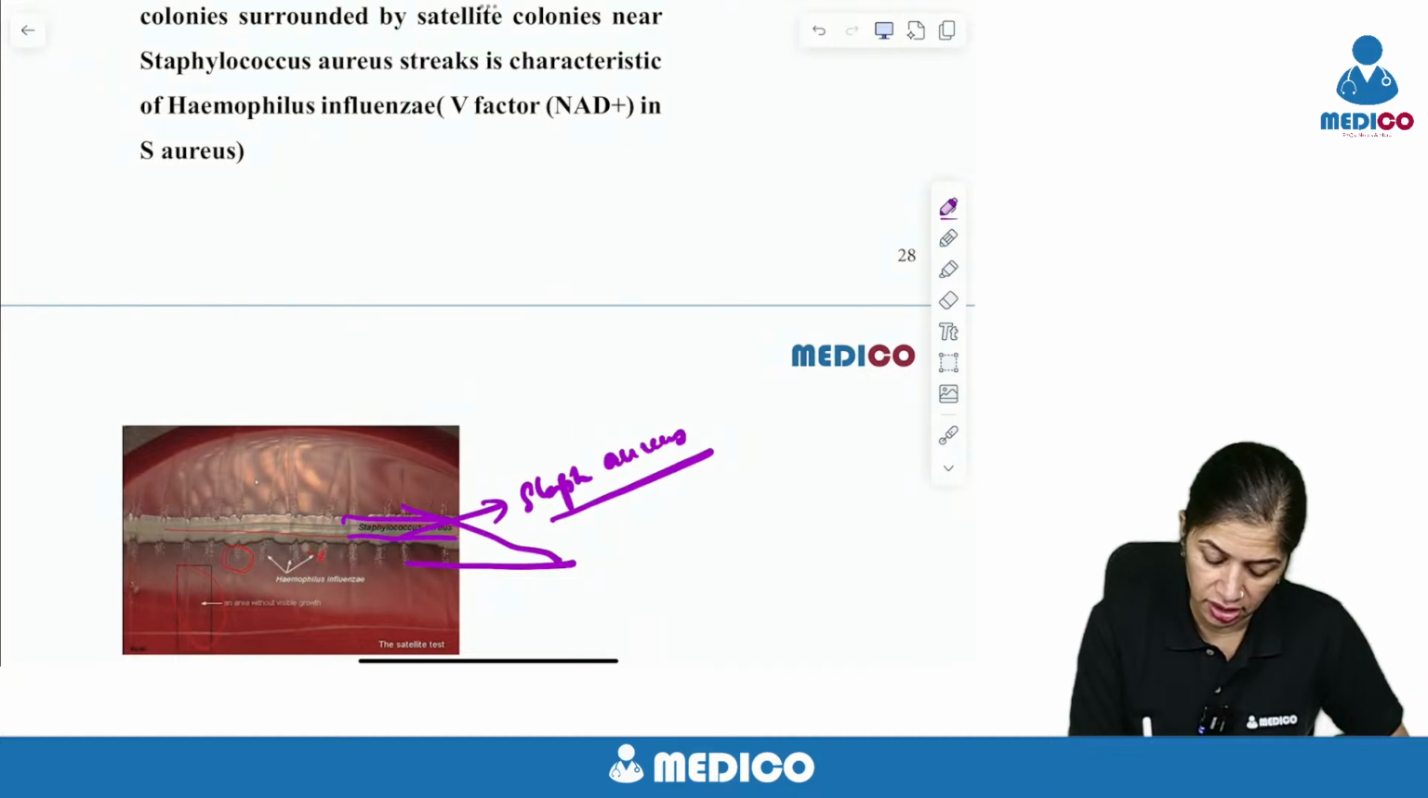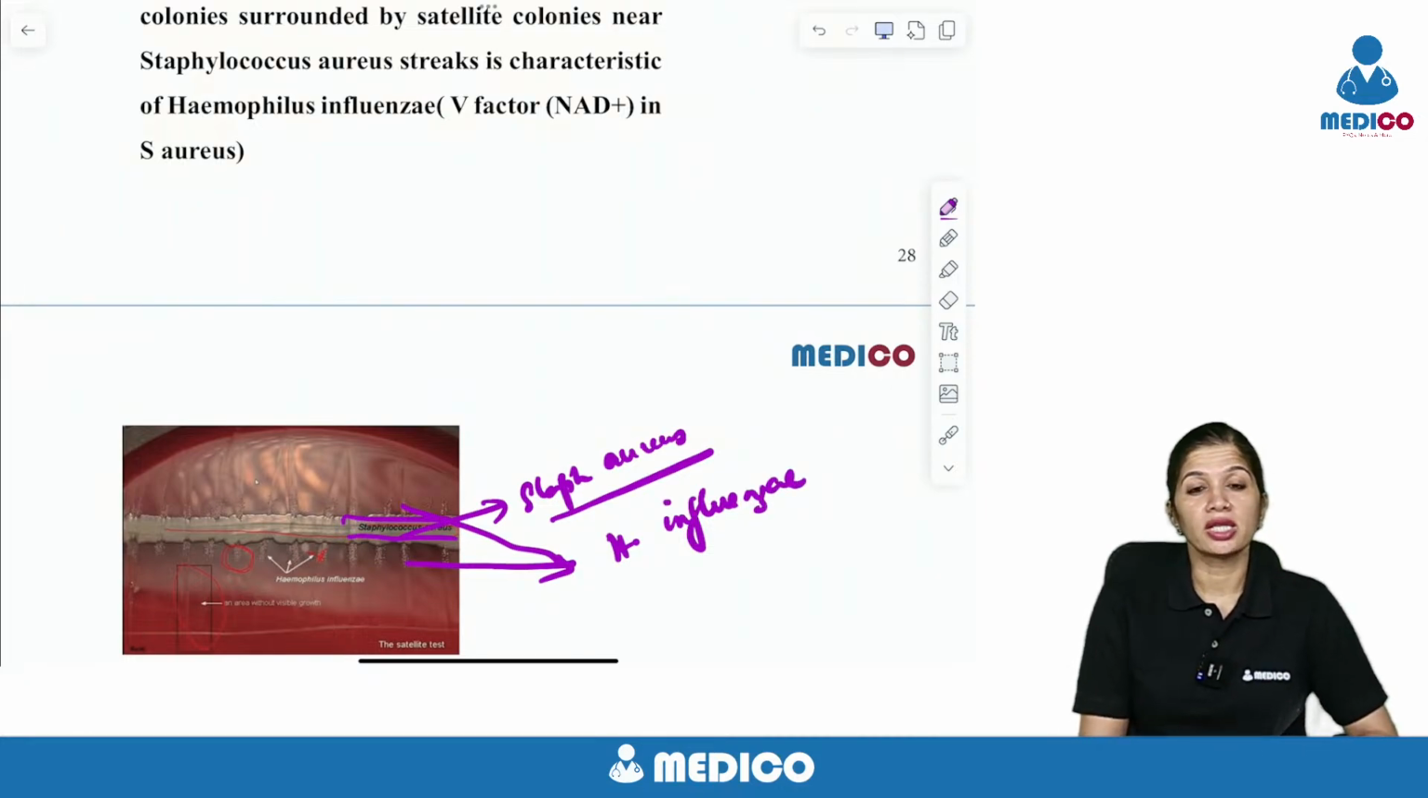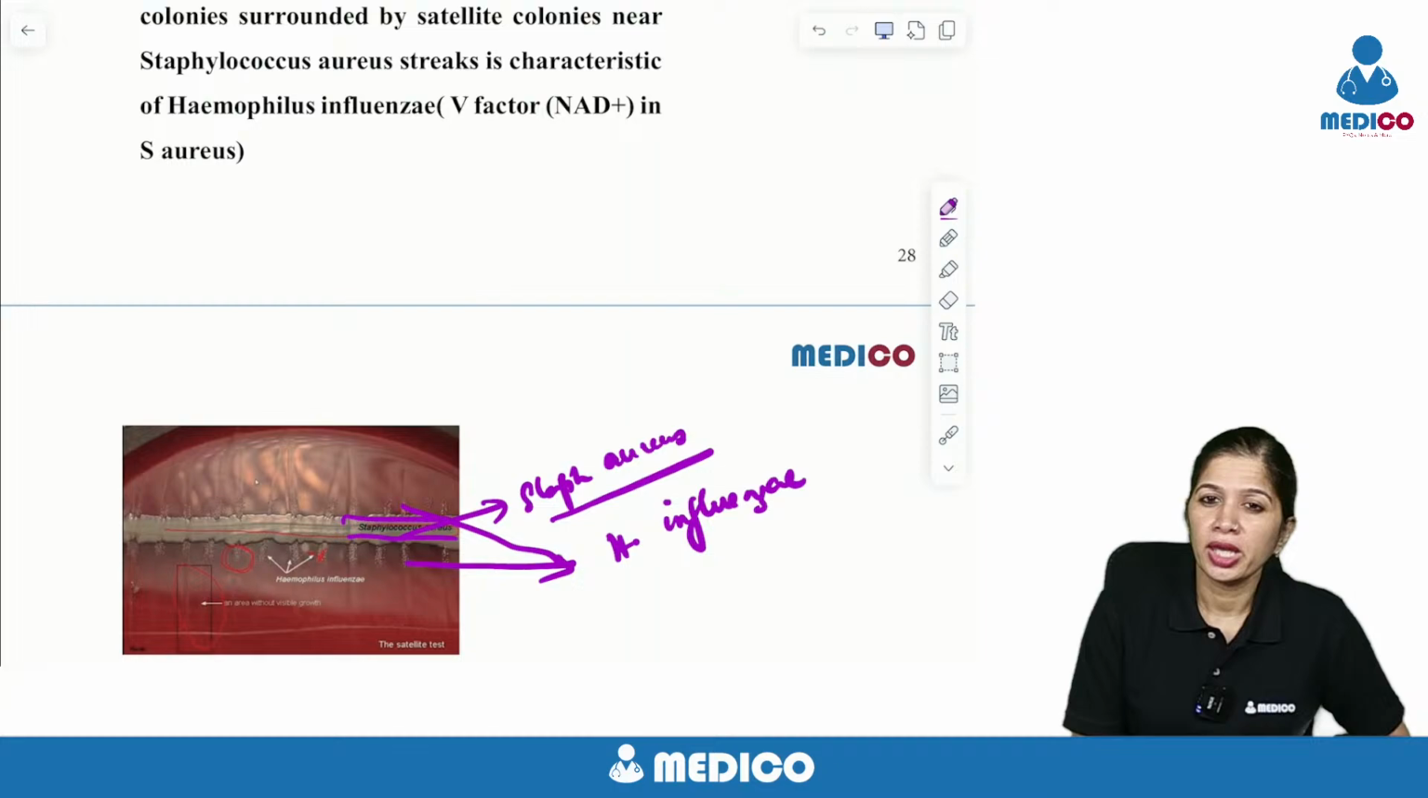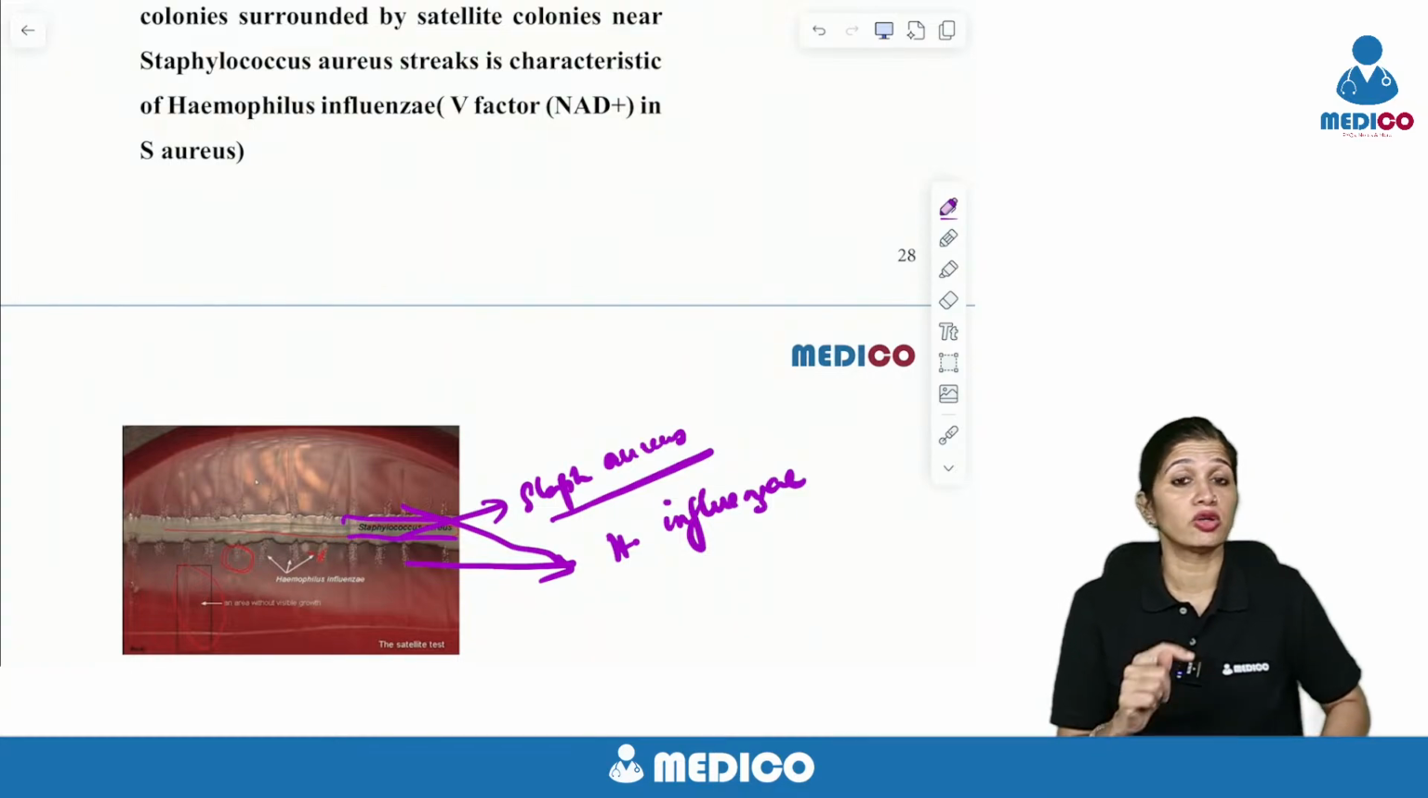See here and here. These are actually the H. influenzae. So what is the reason for this H. influenzae growing on either side of Staph aureus streaks? We know it requires NAD plus, and NAD plus is released by Staph aureus. So that is one reason why they say that it grows there.